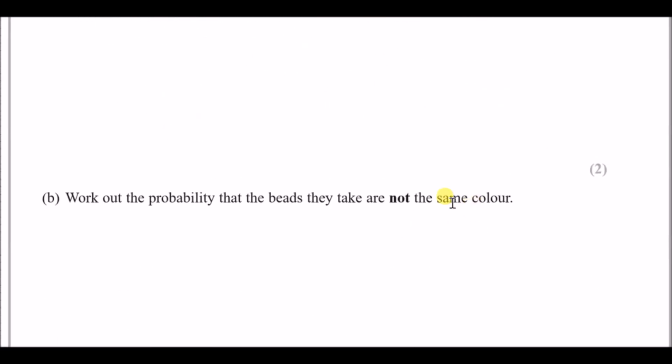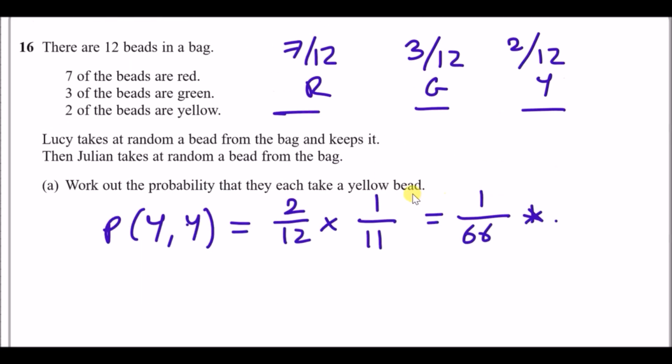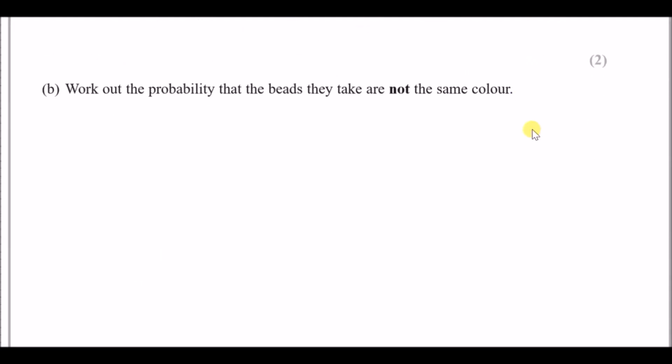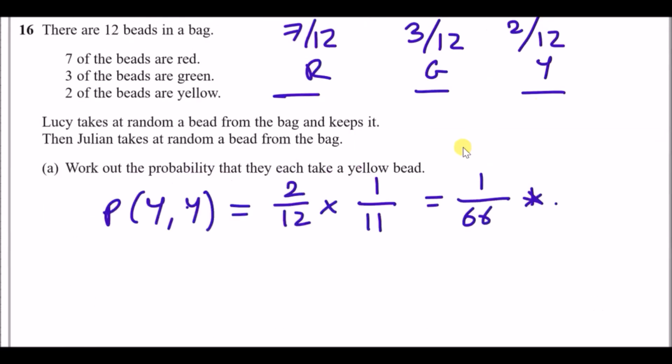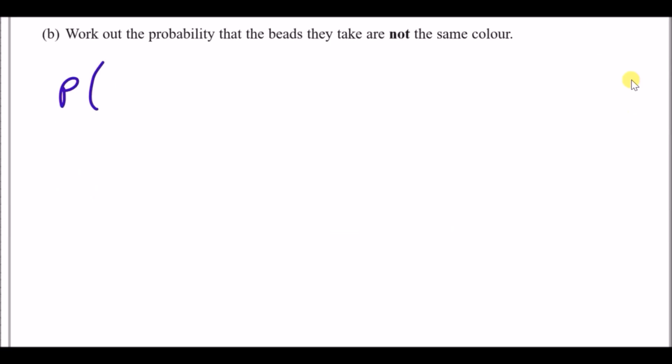B. Work out the probability that the beads that they take are not the same color. Okay, so this is literally one of those combination questions, yeah? So we have to think about all the different combinations you can get. So for instance, you could firstly take, what colors we have again? So we've got red, green, yellow. So you could take a red bead first and then take a green second, or you could take a red bead and then take yellow.